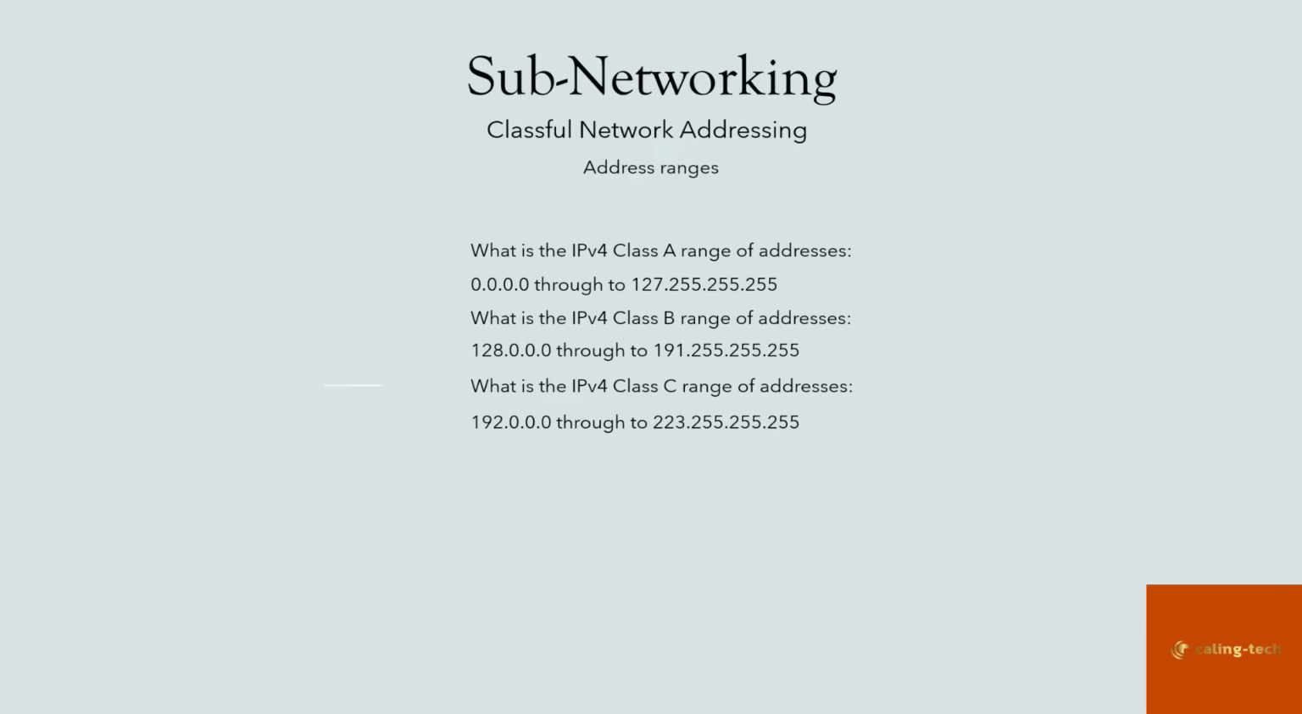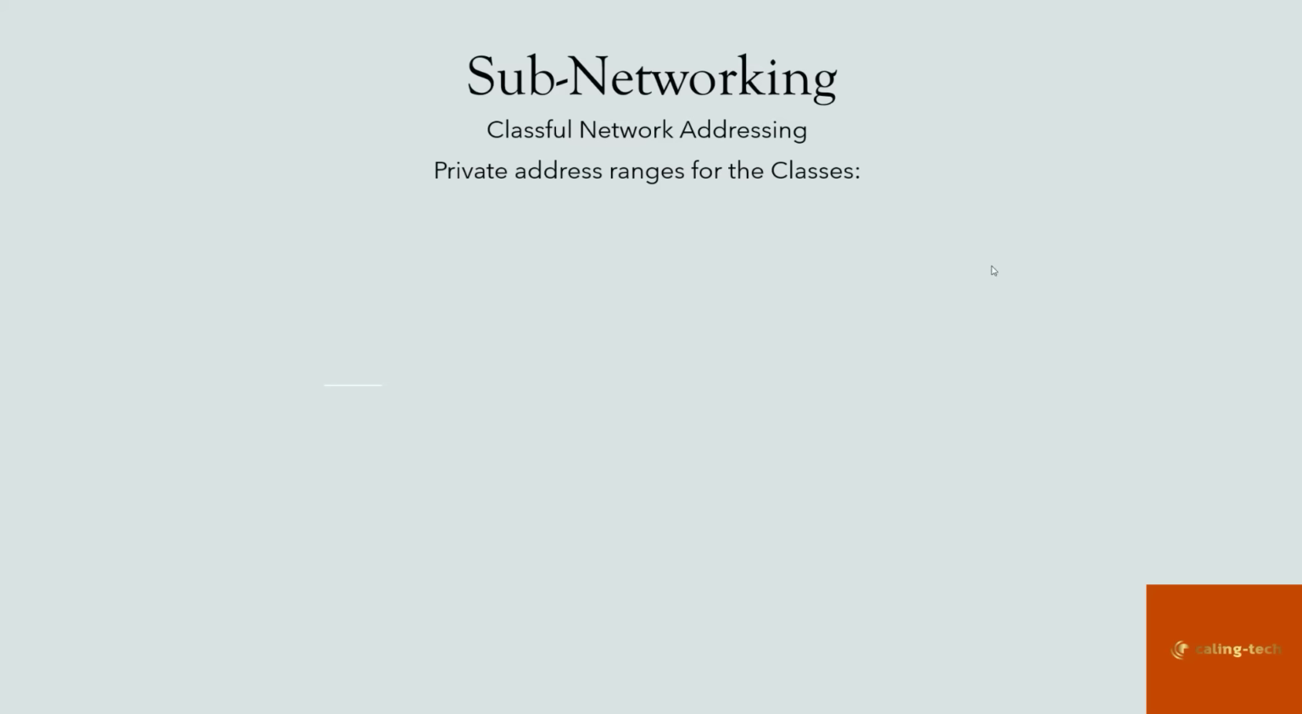Now I'm going to include the multicast here, even though we're not going to really concentrate on that within this lesson, just so that you know the range. So for the Class D, which is the multicast, it's 224.0.0.0 through to 239.255.255.255.